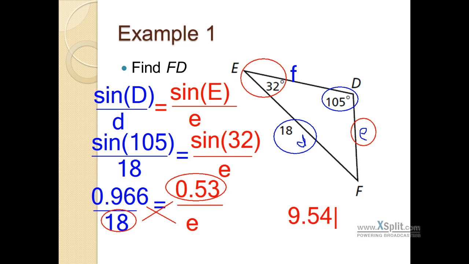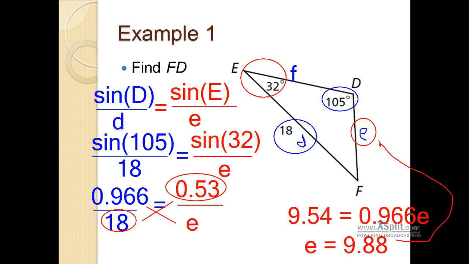That means that 9.54 is equal to 0.966 e. Dividing both sides by 0.966, that's going to leave us with 9.88, I'll round. We could say that e then is 9.88. We do not have units here, but I can draw an arrow. 9.88. Always ask yourself, does that seem reasonable? If this side is 18 in length, this side looks like it's about half the size or so, and the side is also 9.88 in length, so that seems pretty reasonable.